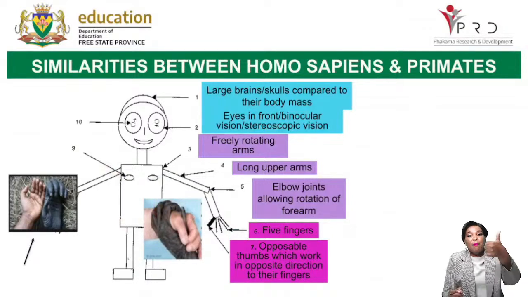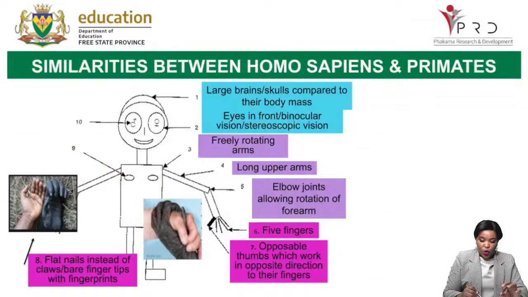Right. And then number 7, opposable thumb. So opposable thumb, look at the thumb. Look at the other fingers. These 4 fingers are going downwards inside. This one is going this way, meaning this finger is working in an opposite direction to the rest of the fingers. So it is an opposable thumb, and it is the one that allows for a precision grip.